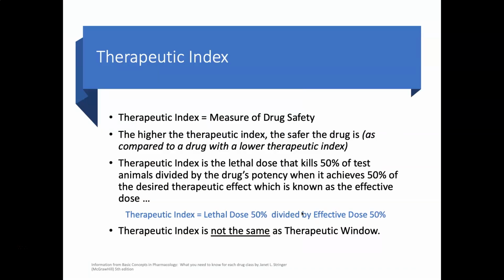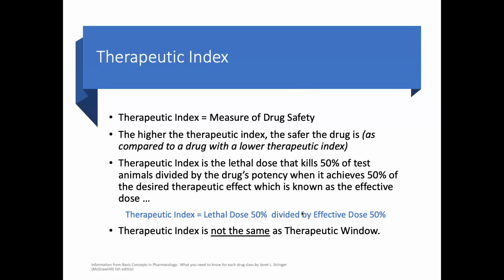So let's go back to page 7 and talk about therapeutic index. Therapeutic index is a measure of drug safety. The higher the therapeutic index, the safer the drug is when you compare it to a drug that has a lower therapeutic index. Therapeutic index is calculated as the 50% lethal dose that kills 50% of test animals, divided by the drug's potency when it achieves 50% of the desired therapeutic effect.